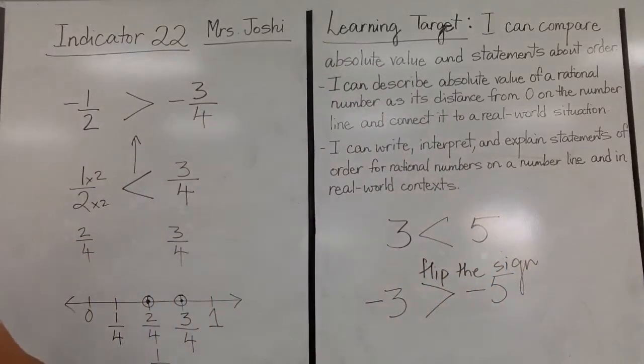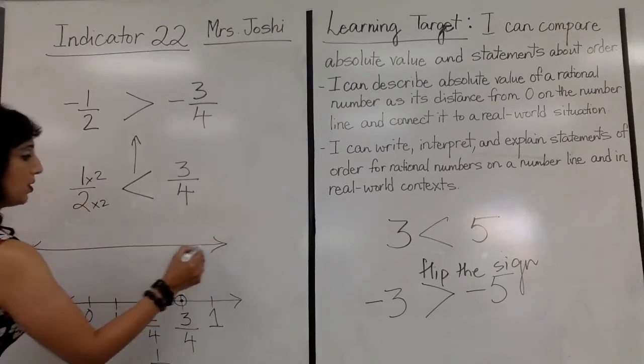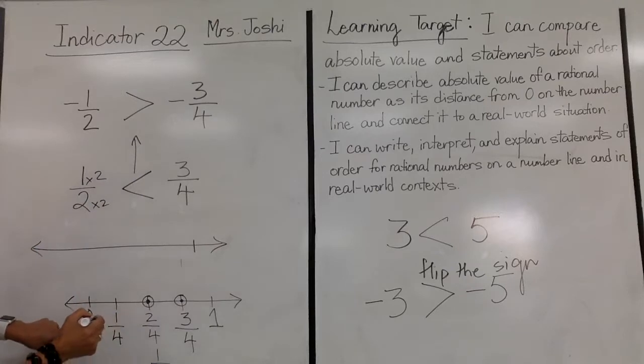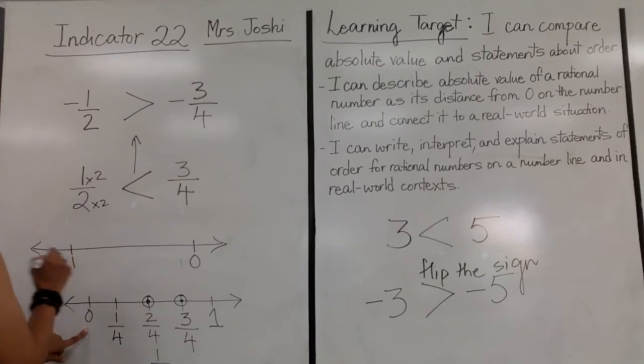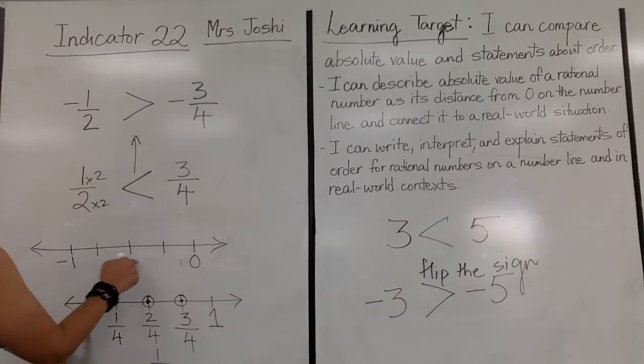So I'm going to take the same fraction line and flip it backwards. I'm just going to do it this way here. Just think of this part here. This is 0, and then this is going to be -1. We have 4 parts in the middle.